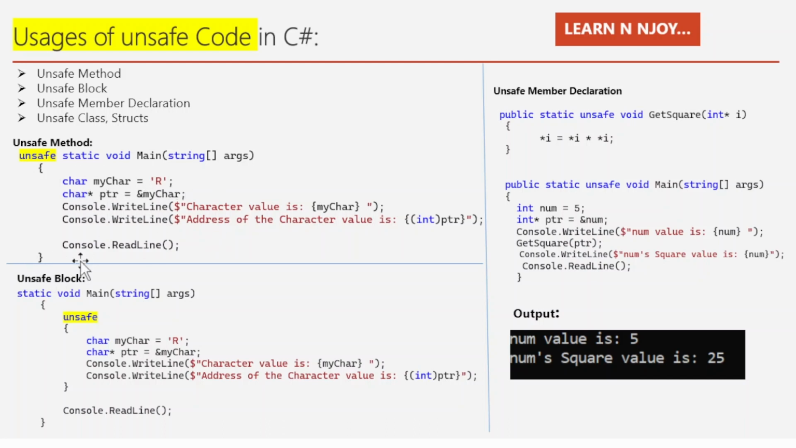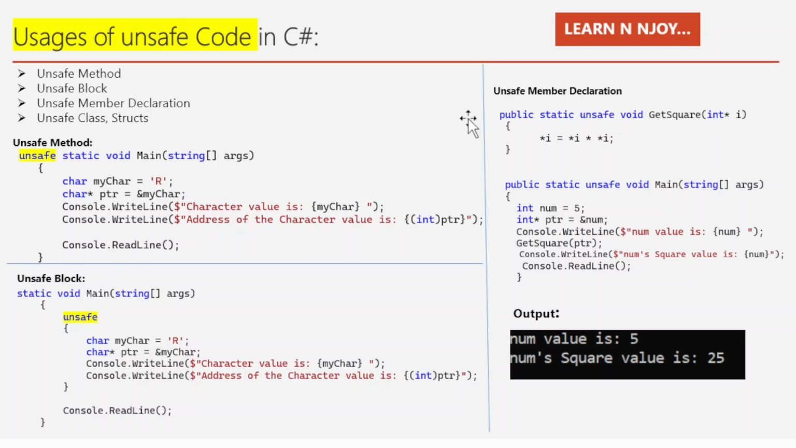Okay, now let's see the unsafe block. Here I have not marked unsafe at the method level, but I have written one unsafe block. That starts with the unsafe keyword and opening and closing curly braces. And inside that I have written unsafe code like a pointer, right? So here I have written char mychar is equal to r, character pointer ptr is equal to address of mychar, right? And then I am just printing the character value and the address of the character value. So basically these unsafe codes I have written inside this unsafe block. So that's the way we use the unsafe block.